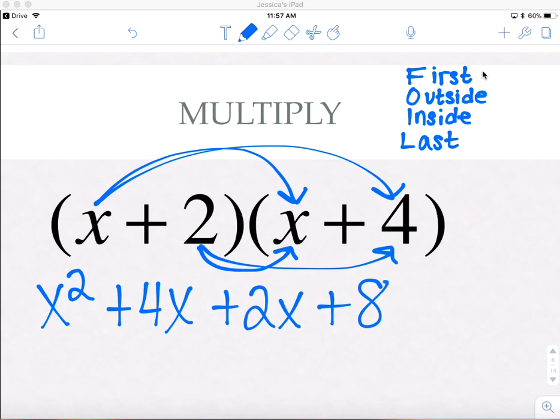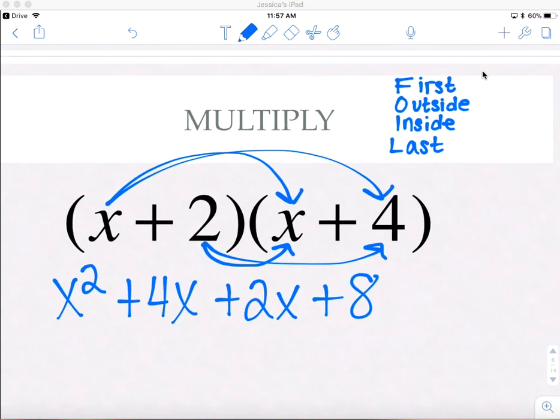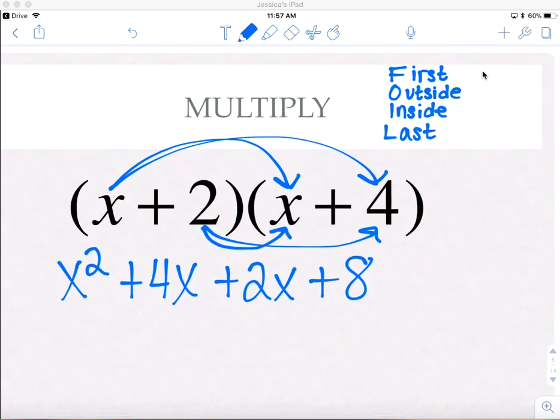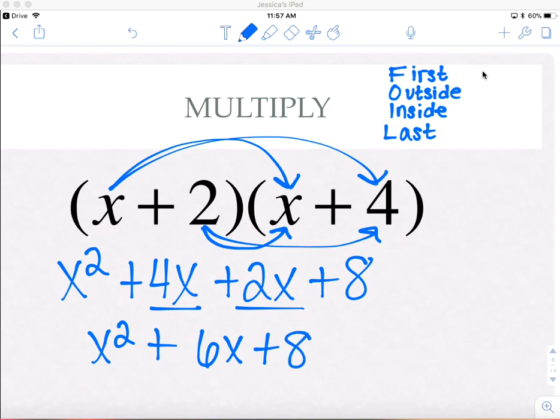Now that I've distributed everything out, I'm going to check and see if I have any like terms that I can combine. Sure enough, I have 4x plus 2x here. I can combine 4x plus 2x to give me 6x, meaning my final answer is x squared plus 6x plus 8.